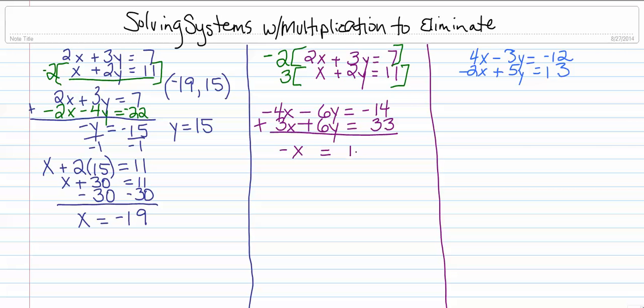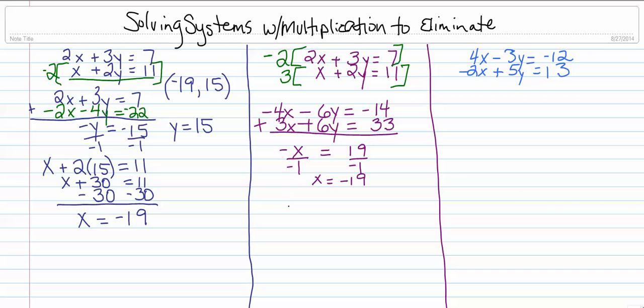Now you might wonder, how come you got 19 for x when the first time you did it we got negative 19? Well, we're not quite done with x. We solved for the opposite of x, negative x. We want to solve for positive x. So we'll divide both sides by a negative 1, leaving me x equal to negative 19. Now I want to substitute the negative 19 in for x to find out what the y value is.